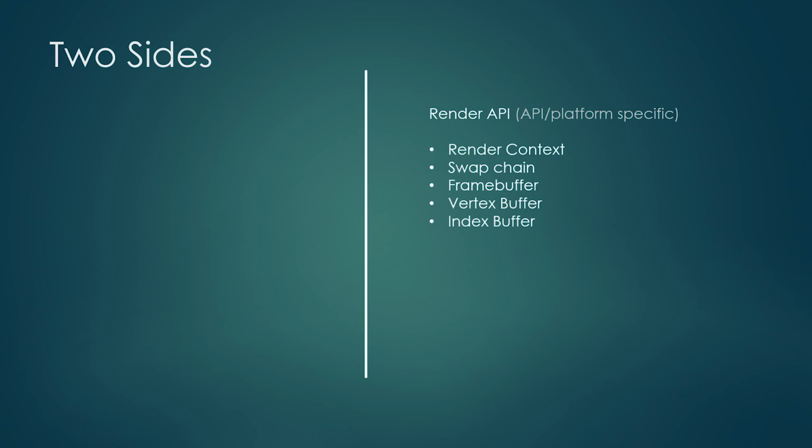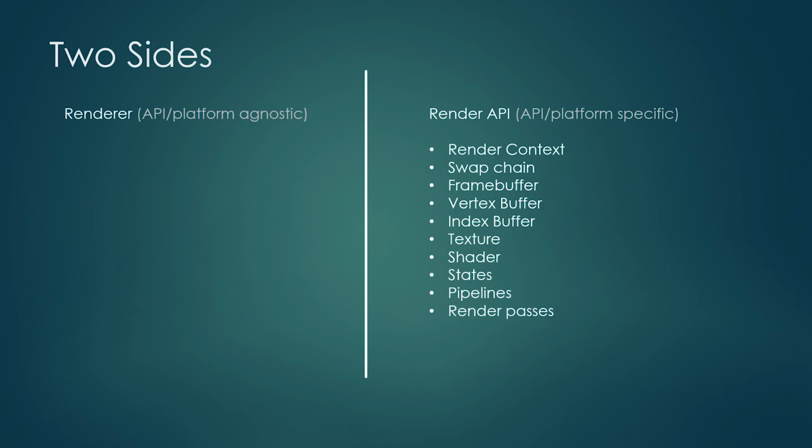It might just be easier to list all of these at once: an index buffer, texture API, shader API, states, pipelines, render passes, and then we'll move on to the next slide. So let's talk about this for a bit. What I mean by this is that these are, in a way, render API primitives.